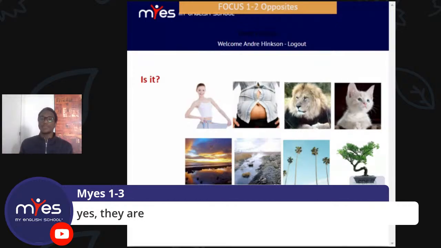So first one is thin. The second one is fat. The third picture, big. The fourth picture, small. The fifth, beautiful. The sixth picture is ugly. The seventh is tall. And the eighth picture is short.